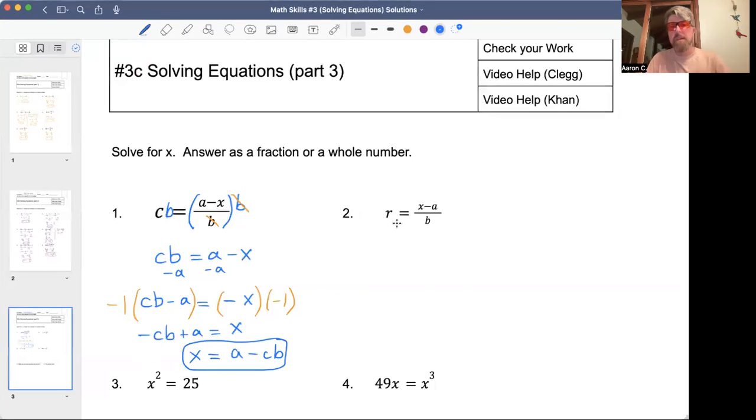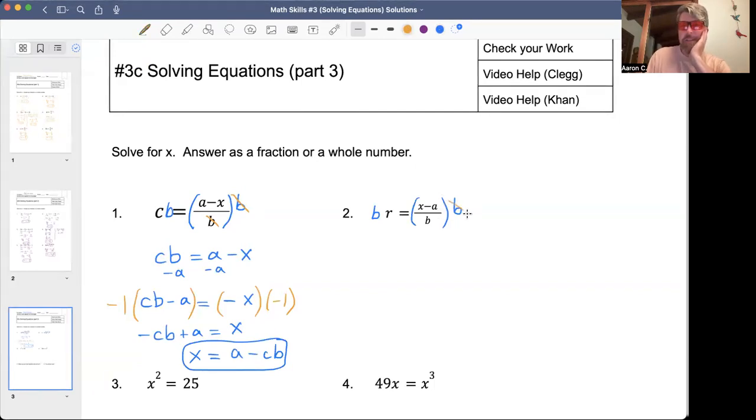Okay. All right, here's the next thing. So we have r equals x minus a over b. We're going to start by multiplying b on both sides to get that out of the denominator, just like we did before. I'm going to multiply it on this side. Remember, it doesn't matter whether you multiply on the left or right because it's the same thing.